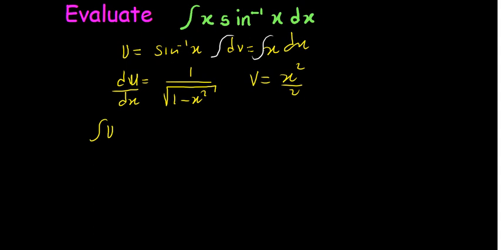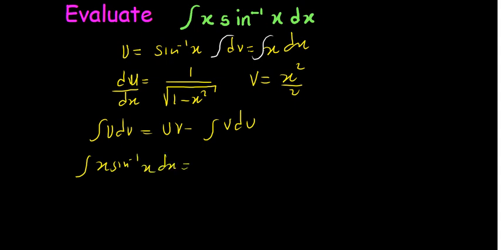The integral of u dv is equal to uv minus the integral of v du. And in this case, the equation is the integral of x sine inverse of x dx. And that is going to be equal to, what is u? Well, u is sine inverse of x. Then we're multiplying this by v. What is v? Well, we've already found out what v is. That is x squared divided by 2.